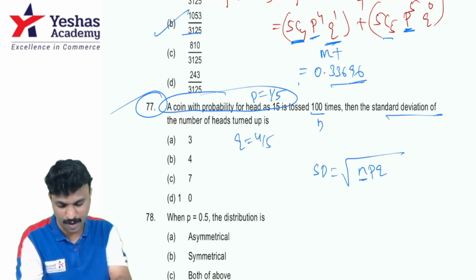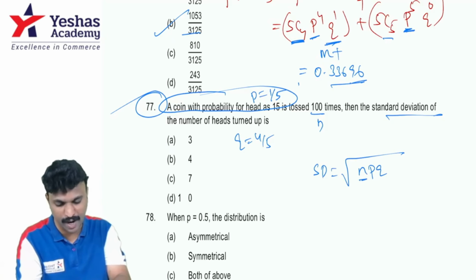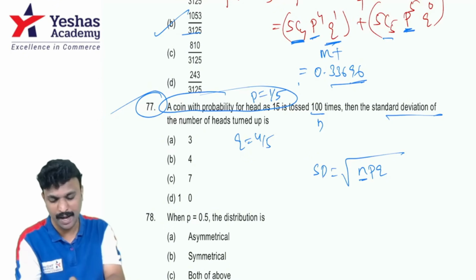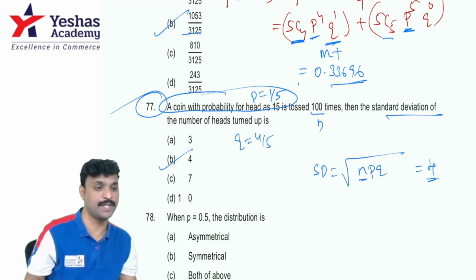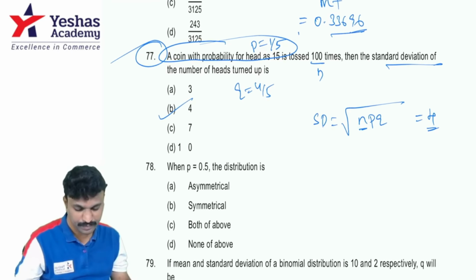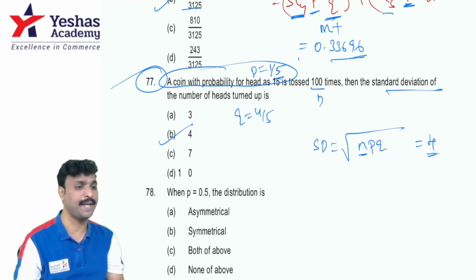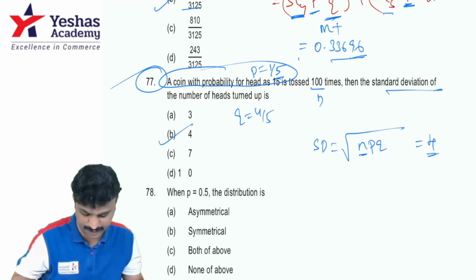So what is N? Type N is equal to 100 into, what is my P? 1 divided by 5 into, what is my Q? 4 divided by 5. Press equal, press the root. So you get the result as 4. Option B is the right answer. There's a mistake in the question, guys. P should have been 1 by 5, not 15.